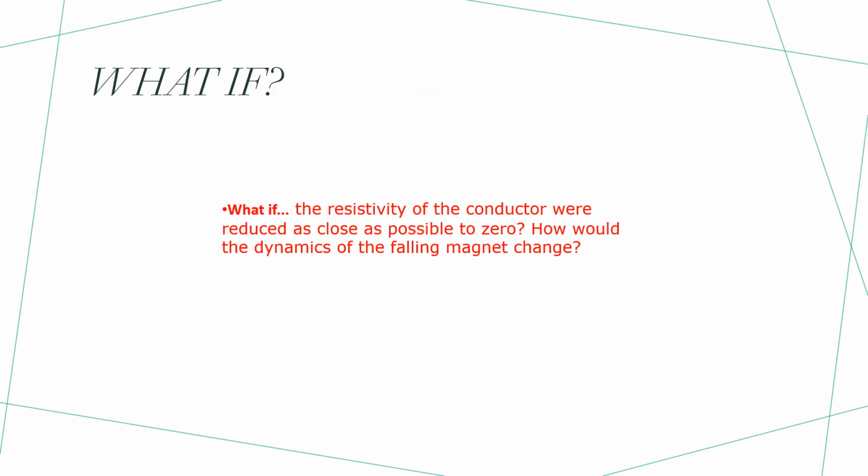Alright, what if the resistivity of the conductor were reduced as close as possible to 0? How would the dynamics of the falling magnet change? It would fall slower because if there's less resistance, that would allow a larger current, and a larger current would allow a larger magnetic field and magnetic force that would resist the bar magnet.